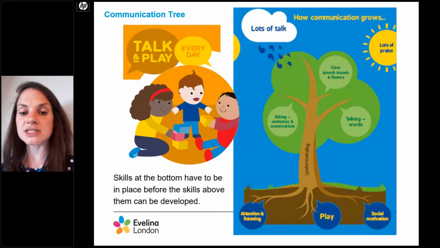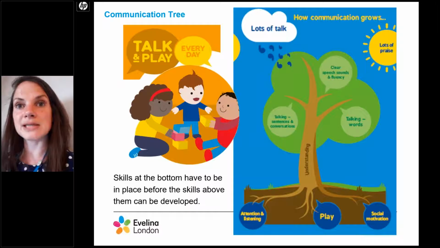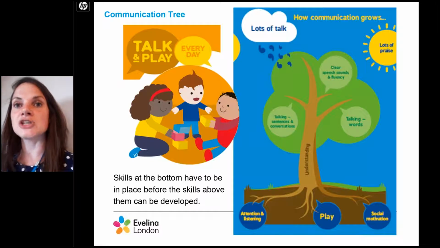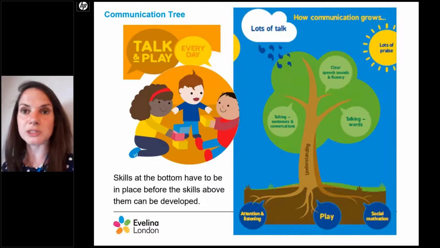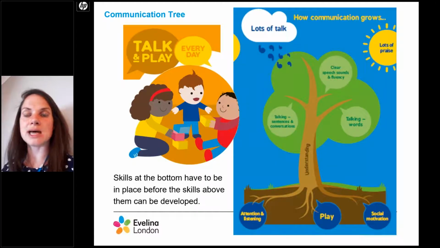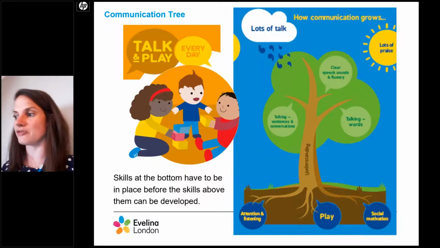Initially, children understand familiar routines and are able to anticipate what's going to happen. So they'll be able to anticipate when they hear that the bath water's running and their grown-up is holding up a towel, that it means that bath time is going to come. Similarly, they might start to work out that if the buggy's being put close to the front door, it means that they're about to go out of the house.